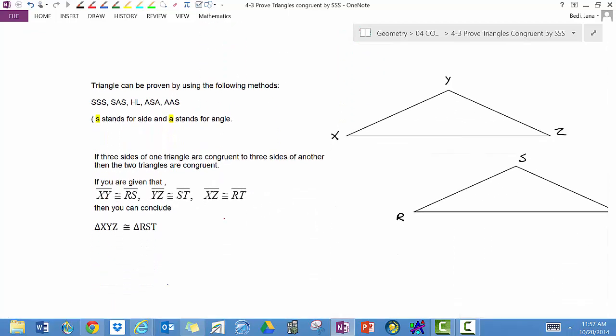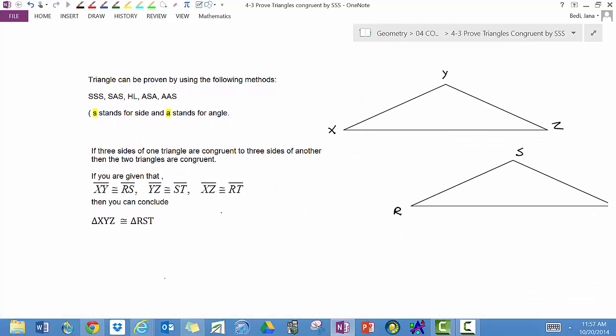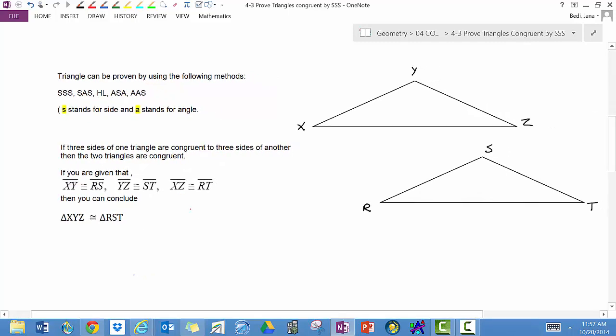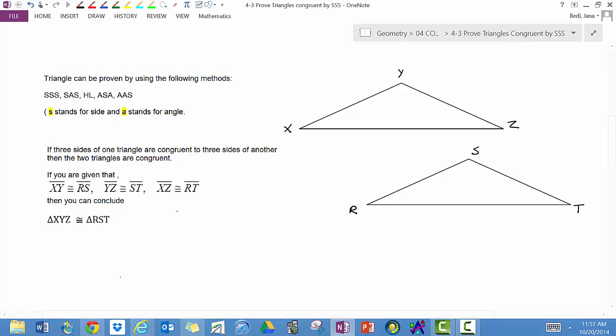Triangles can be proven congruent by using the following methods, and this is certainly not the complete list, but these are the ones we will be using most commonly: SSS, SAS, HL, ASA, and AAS. S stands for the side and A stands for angle. So let's look at the two triangles here on the side. That's triangles XYZ and RST.